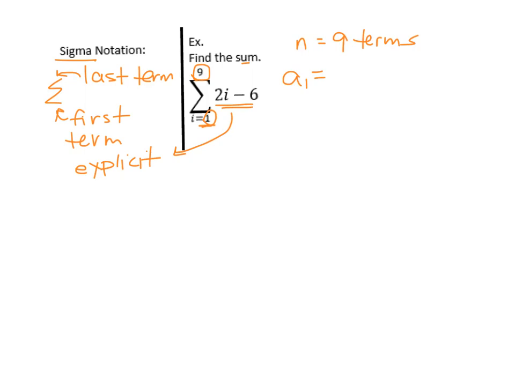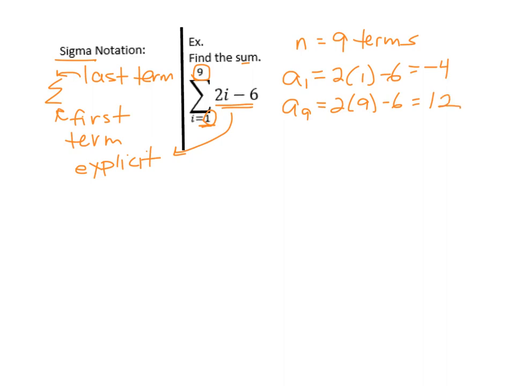They used i in this example, but you could use any variable you want. Normally we use n, but this is the same thing. 2 times i, which will be 2 times 1, minus 6, well, 2 minus 6 is negative 4. That's the first term. To get the last term, looking at that number on the top, that would be a sub 9. 2 times 9 minus 6. 2 times 9 is 18, minus 6 is 12.